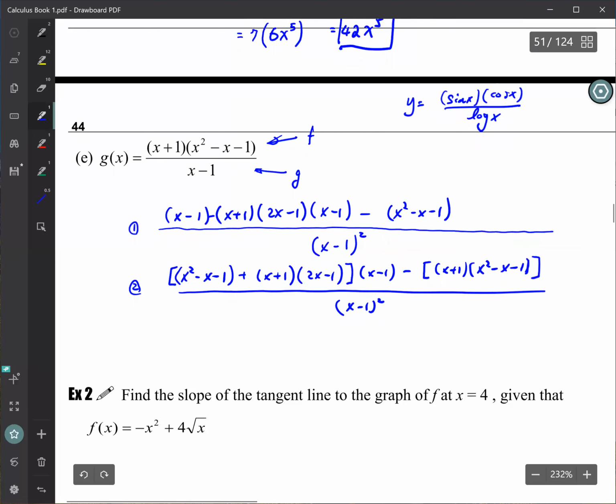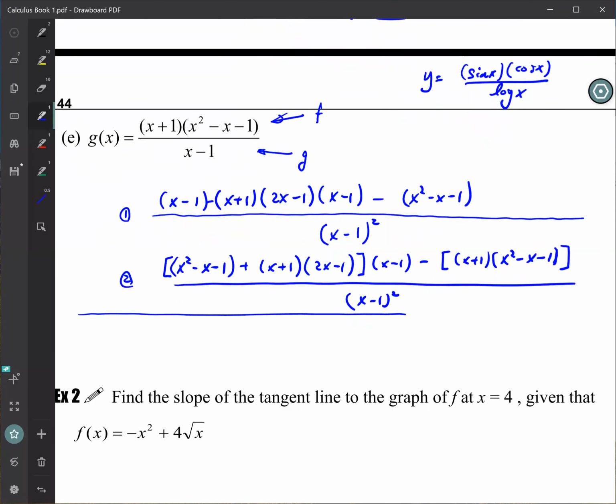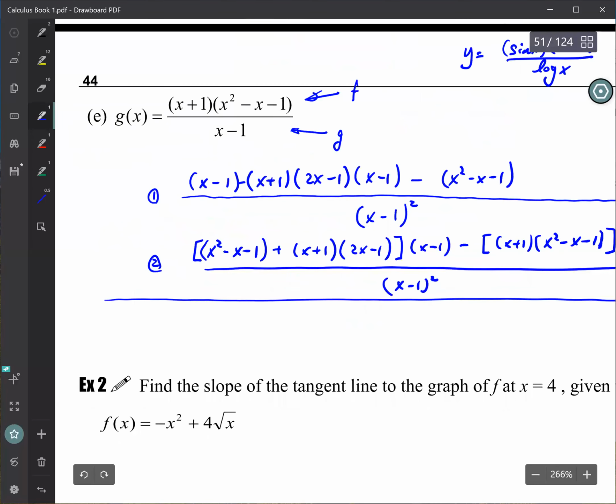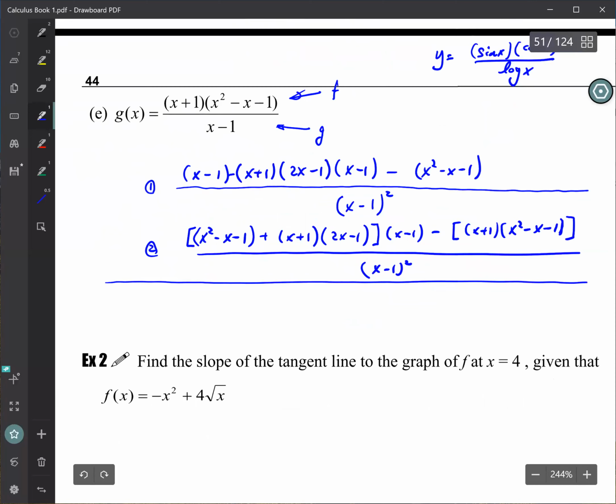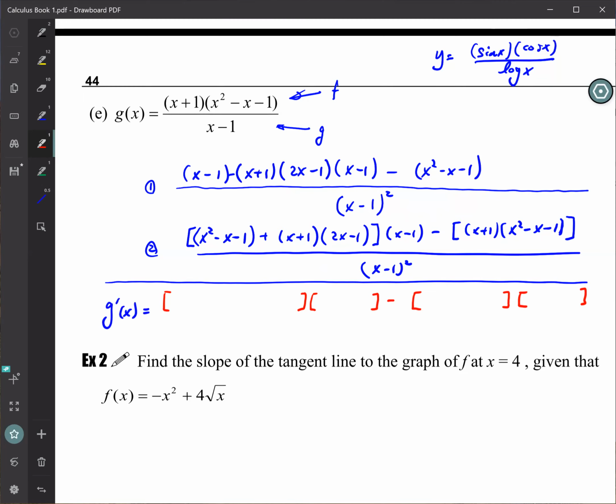I will now show how I would do it, and then you can compare. I'm going to use a different color so you can see more clearly. Our big direction is the quotient rule. So the quotient rule will be f prime g, and then minus f g prime. We'll just write down the general structure of it.